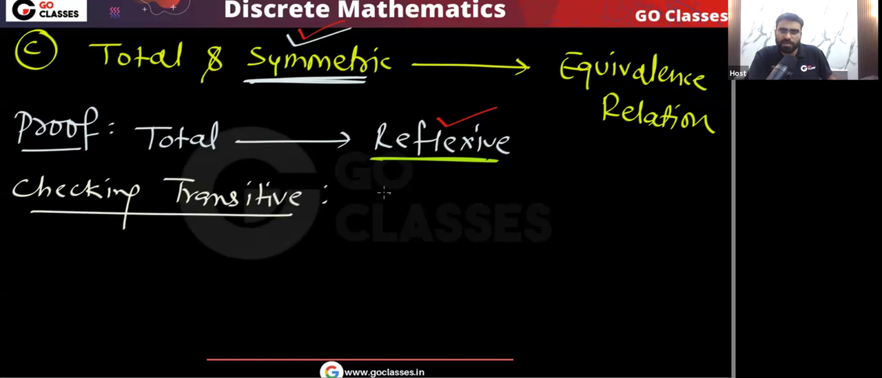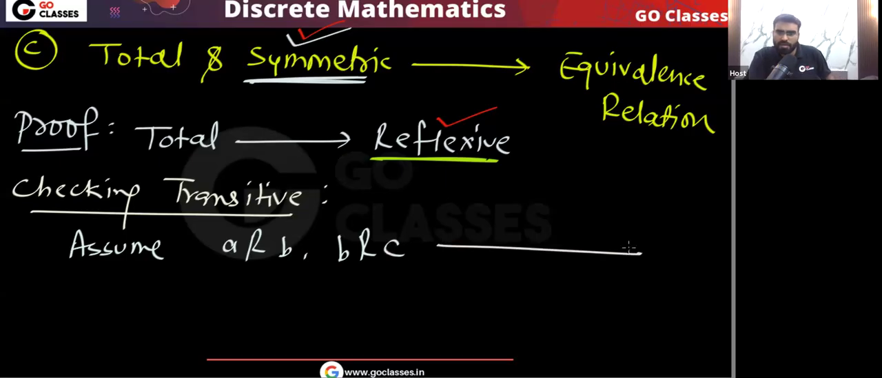Checking for transitive. Assume A is related to B, and B is related to C. Can you say that A will be related to C? Let me know.